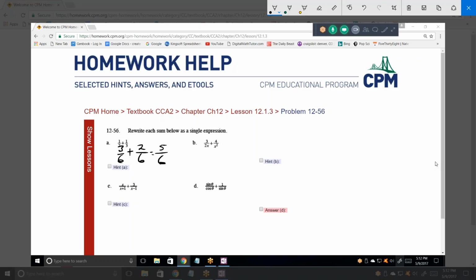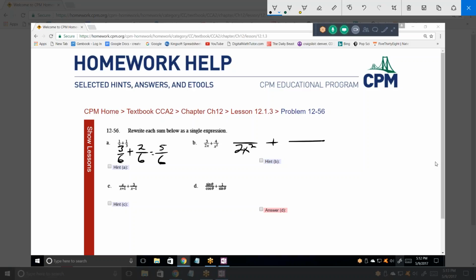Next one. It's the least common denominator. X squared. 2x squared. Yeah, 2x squared. Now, here's how you check.